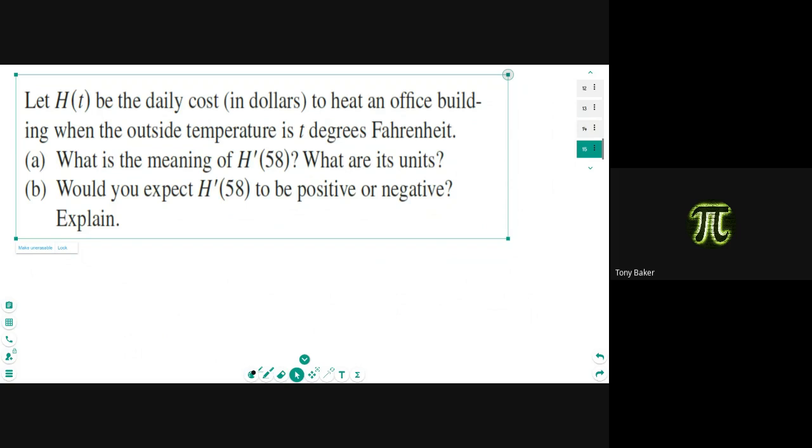Let H of T equal the daily cost to heat an office building when the outside temperature is T degrees Fahrenheit. What is the meaning of H prime of T, or H prime of 58? What's the meaning of the derivative at that point?